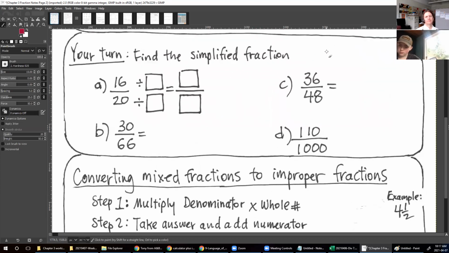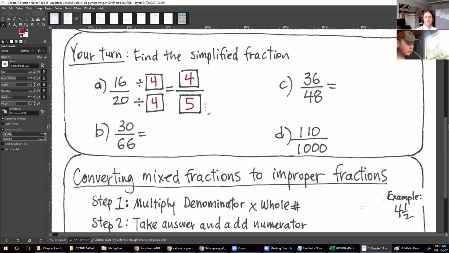Here's your guys' turn. So we're going to try to simplify some of these fractions. So 16 over 20. What number can I divide both the top and the bottom by? Well, I know they're both even, so I can divide by 2. But I also know from my multiplication tables, 4 times 4 is 16, and 4 times 5 is 20. So I want to divide by 4. Let's do 4 and 4. 16 divided by 4 is 4. 20 divided by 4 is 5.